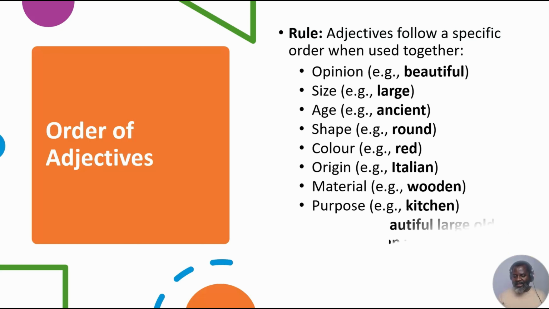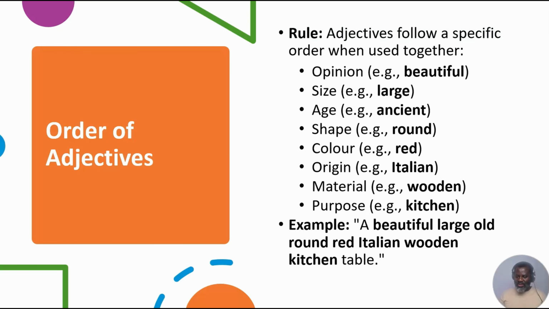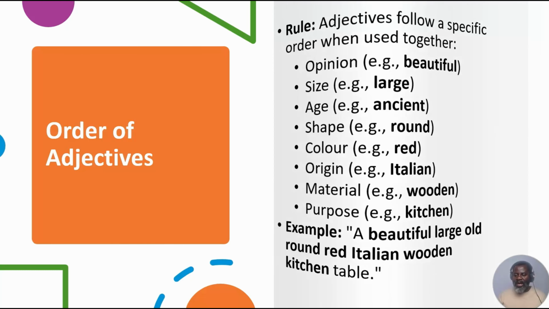Let me give you an example of this. A beautiful, which is opinion, large, which is size, old, which is age, round, which is shape, red, which is color, Italian, which is origin, wooden, which is material, and kitchen, which is purpose. So we can say a beautiful, large, old, round, red, Italian, wooden, kitchen table. In most cases, you are not going to have this list to describe one noun. So you can skip. For example, you can use the first one, which is opinion, and the last one, which is purpose. You can say a beautiful kitchen table. You don't need to have all these in one sentence.